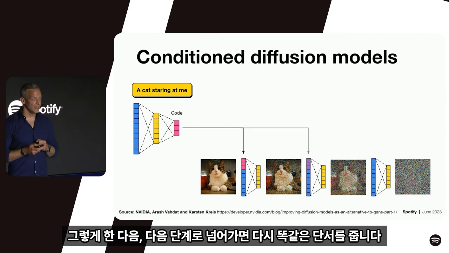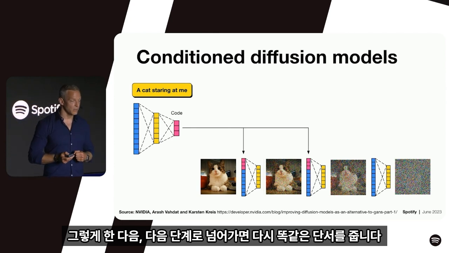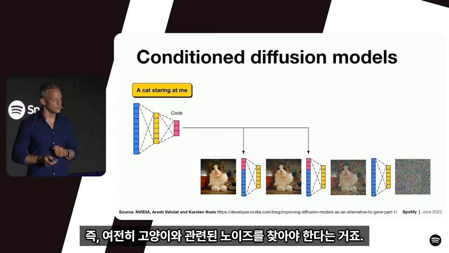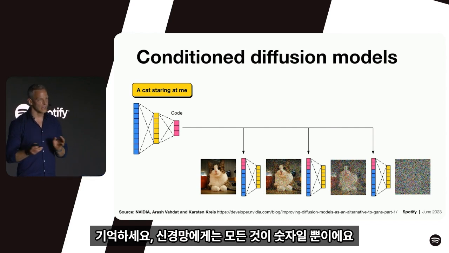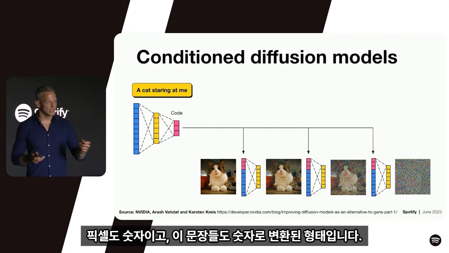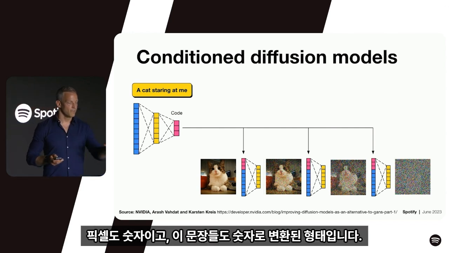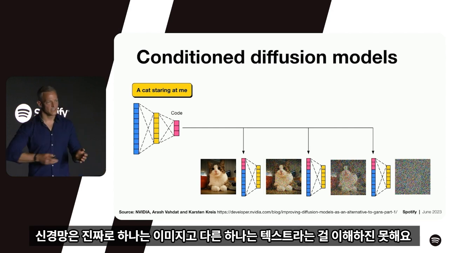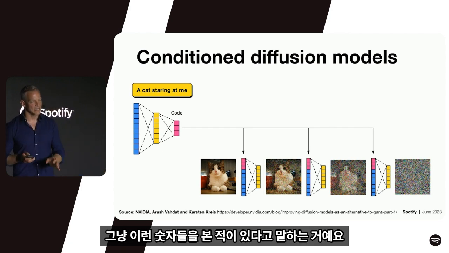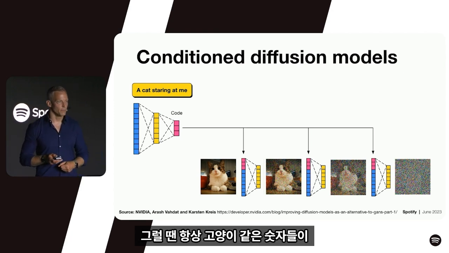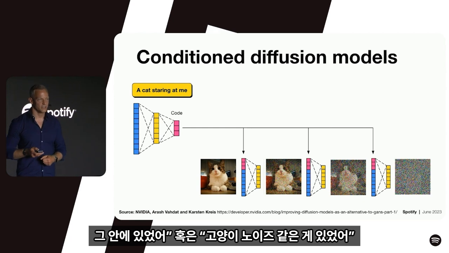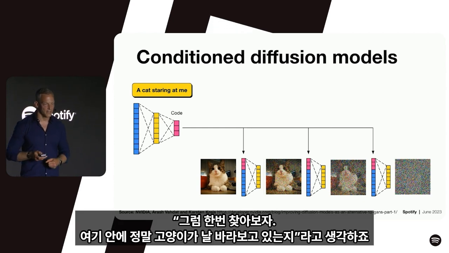And then you do that, and at the next step, you give it the same clue, like you're still looking for cat-like noise. The next step, you give it the same clue. Remember, to a neural network, everything is numbers. The pixels are numbers, but these sentences are also numbers. It doesn't really understand that one is images and the other is text. It's just saying like, I've seen these numbers. When I saw these numbers with these 3 numbers on top, there was always cat-like numbers in there, or cat noise-like numbers in there. So let me try to see if I can find a cat in here, staring at me.